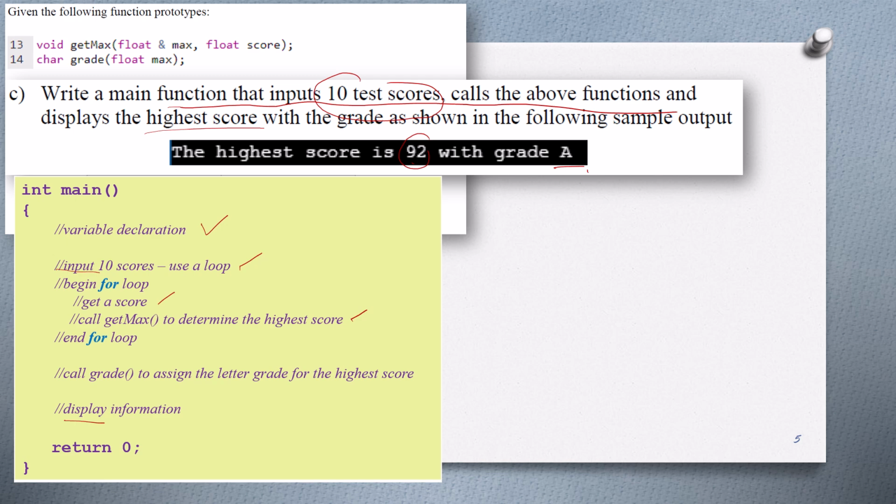In this case you have to have what we call an initial value for making the comparison. So that ends the loop. Next, call the grade function to assign the letter grade for that highest score value. Then lastly, display the information. How do you do this?